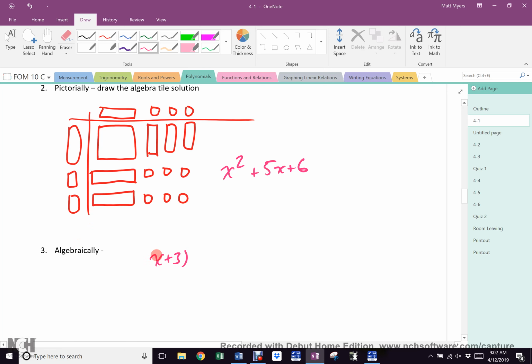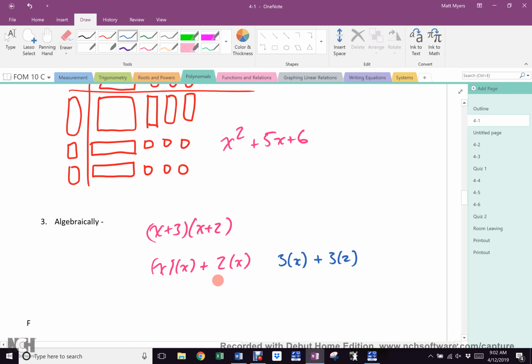Algebraically, x plus 3, x plus 2. If there was no 3 there, what would you do with that x? It would be x times x plus 2 times x. Agreed? If there was no x there, what would you do? 3 times x plus 3 times 2. Correct? Now, what is x times x? X squared. What is 2 times x? 3 times x. If I have 2 x's and 3 x's, what do I have? 5 x's plus 3 times 2, 6.